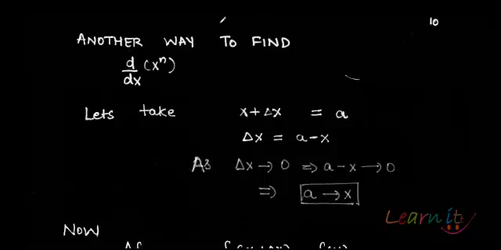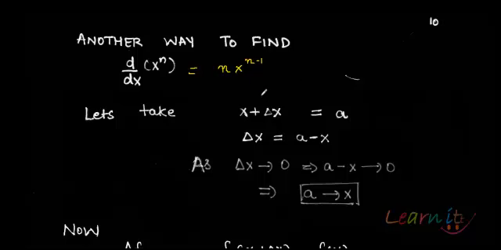Let us explore another way to find out the derivative of x to the power n. If you remember, in the last video we found that d by dx of x to the power n is nothing else but n x to the power n minus 1, and we did it by using the first principles method. Let us now use another way to find this derivative.